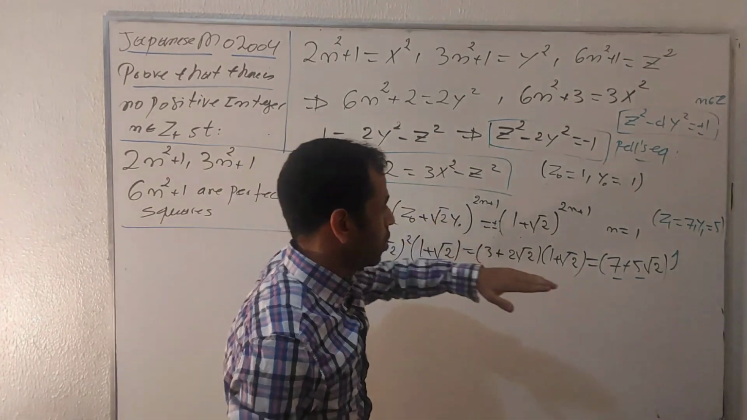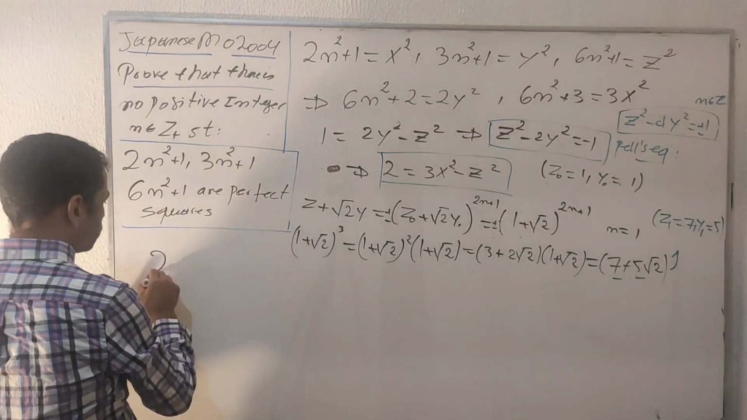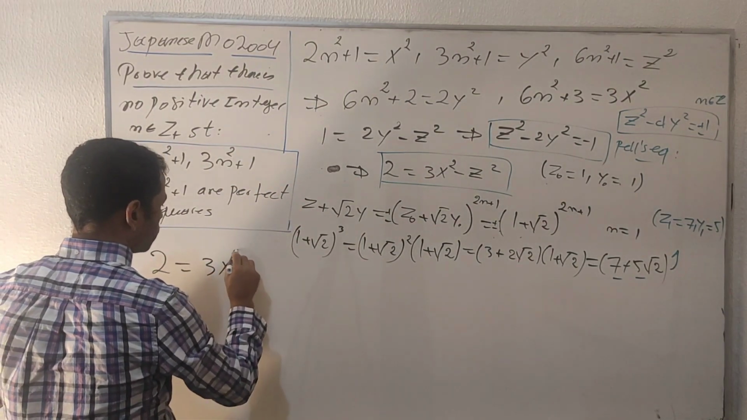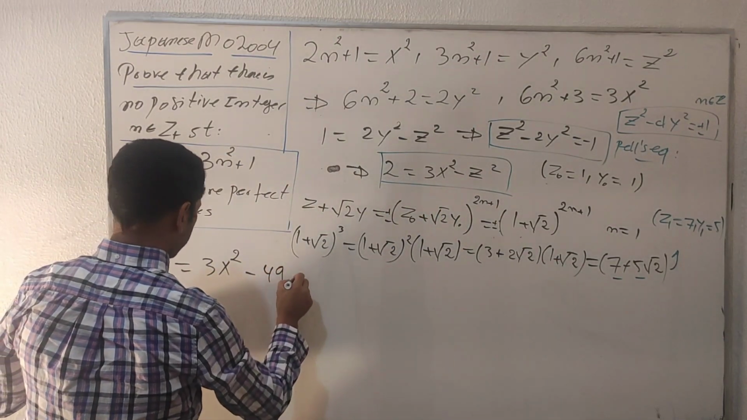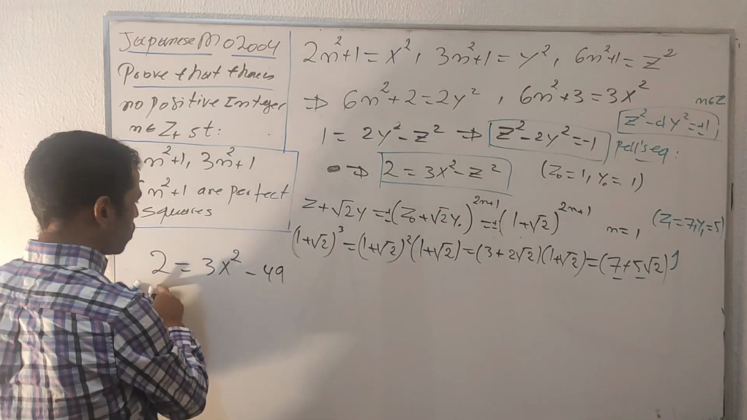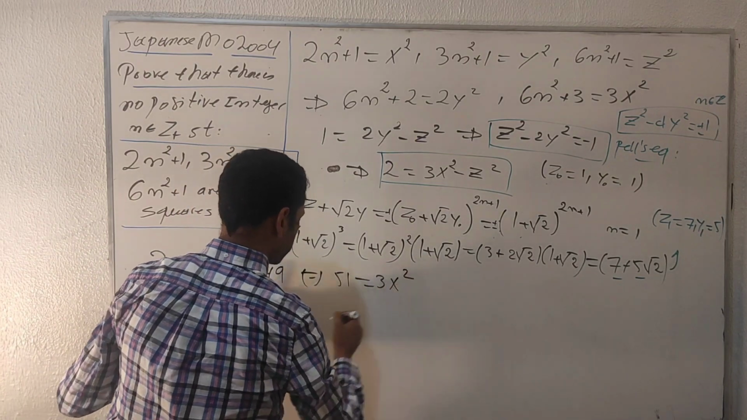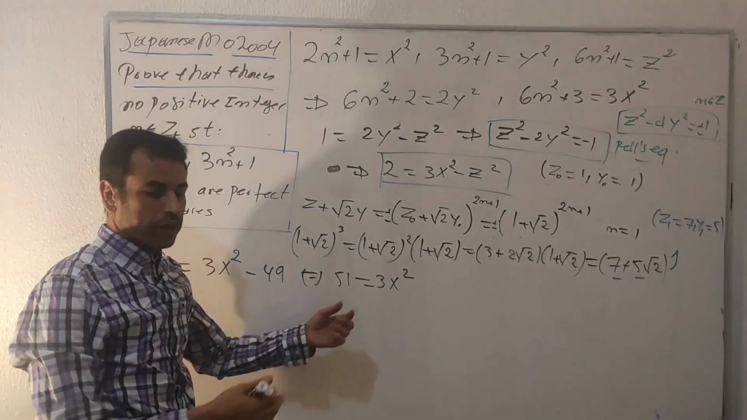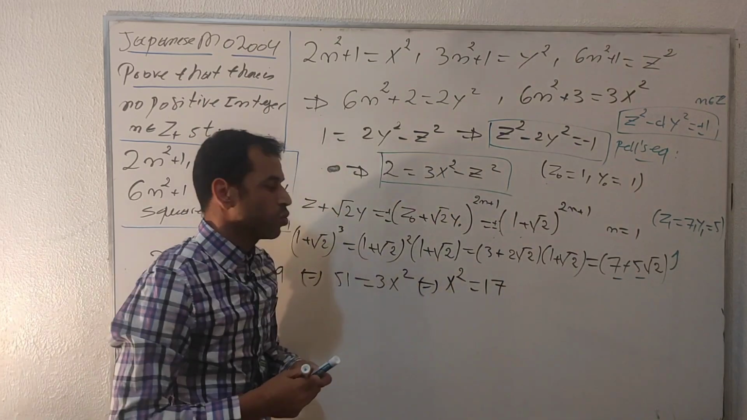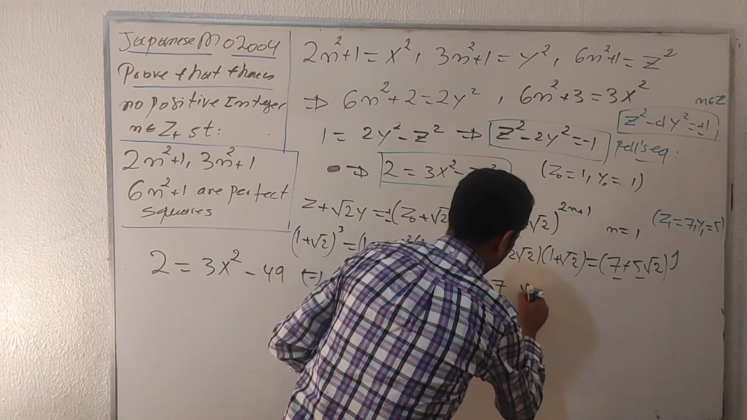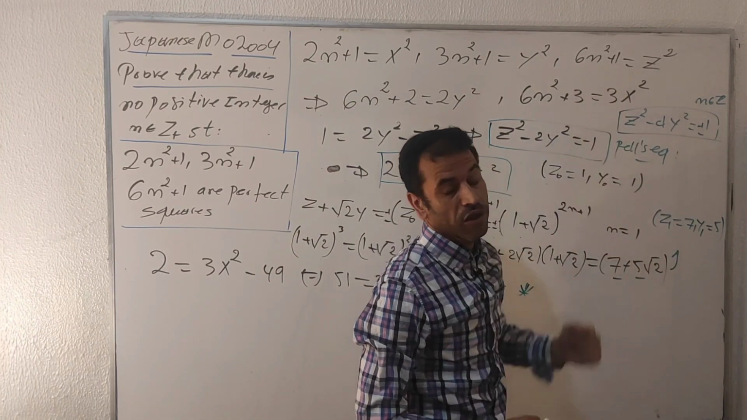Now I'm going to take this solution and insert it back into this equation. So I get 2 equals 3x squared, where z will be replaced with 7, which is 49. Then moving this 49 over to the left, I get 51 equals 3x squared. Dividing both sides by 3, you get 17. This gives x squared is 17, but this is not a perfect square. It's clearly a contradiction. We shouldn't go any further because the other solutions are not going to satisfy this equation as well.